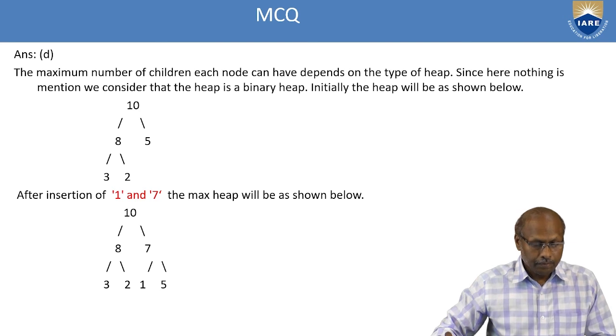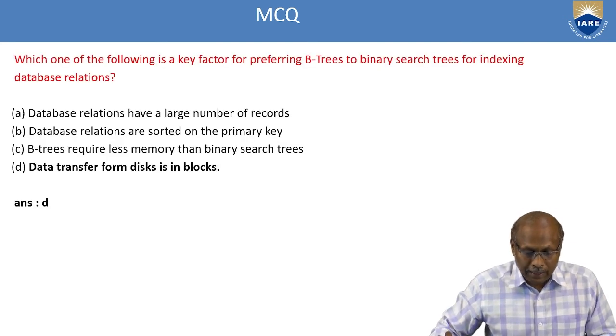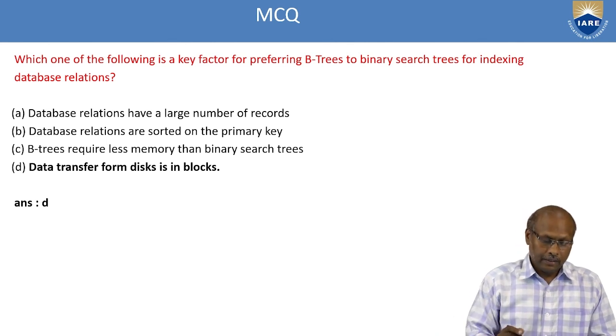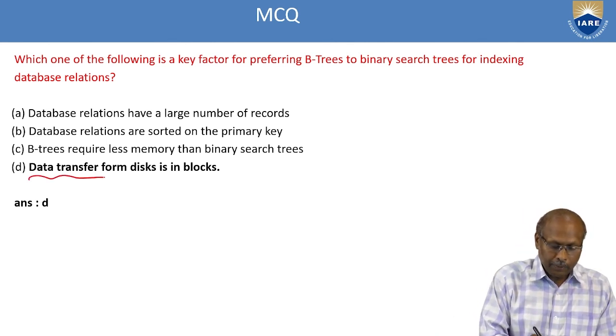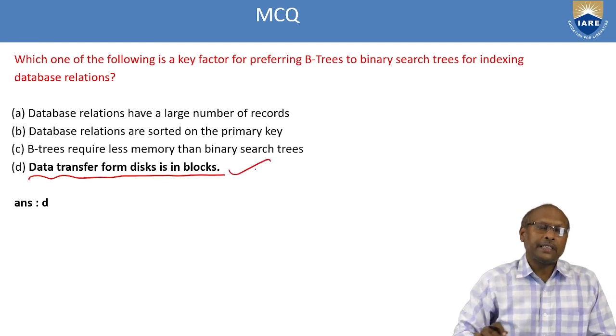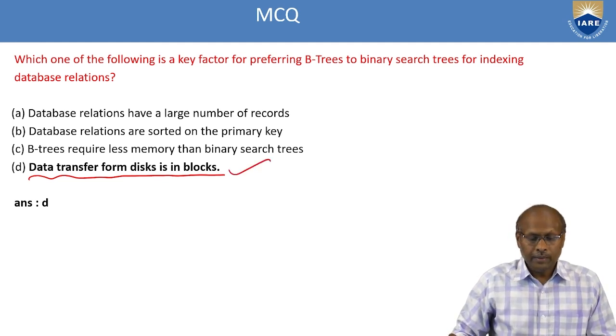Which one of the following is a key factor for preferring B tree to binary search tree for indexing database relations? The answer is the data transfer from disk in blocks. So most of the time they will ask this type of question to you. Okay, so read well. All the best.